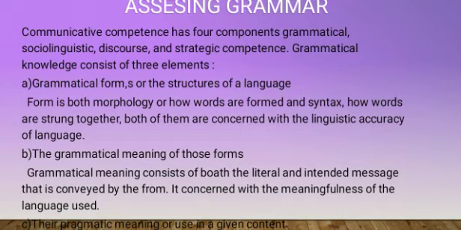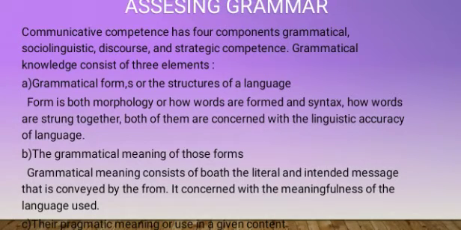Grammatical knowledge consists of three elements: A. Grammatical form, or the structure of a language. Form is both morphology, or how words are formed, and syntax, how words are strung together. Both of them are concerned with the linguistic accuracy of language.